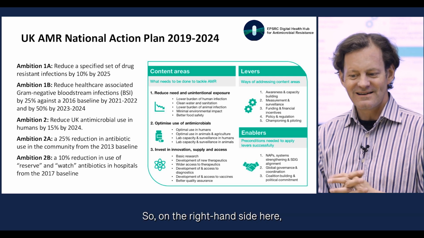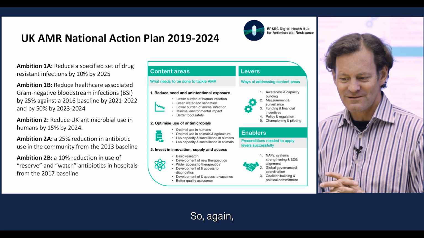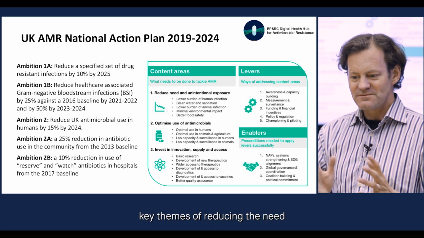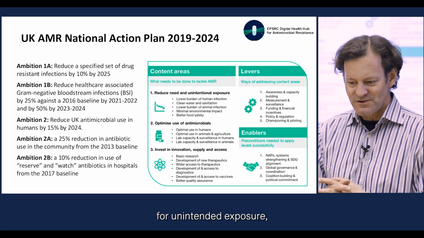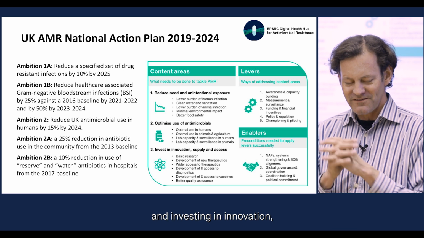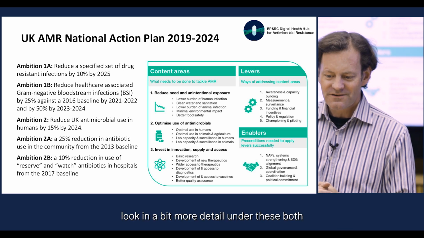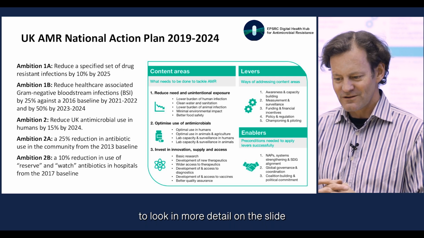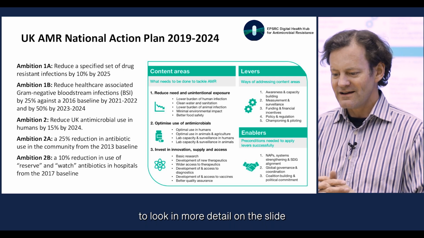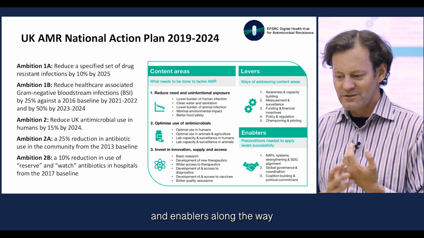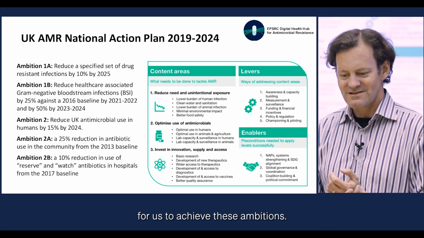So on the right-hand side here, we look at the content areas. Again, key themes of reducing the need for unintended exposure, optimizing use of antimicrobials, and investing in innovation, supply and access. And if you want to look in a bit more detail under these, you can read the action plan or look in more detail on the slide, with various levers and enablers along the way for us to achieve these ambitions.